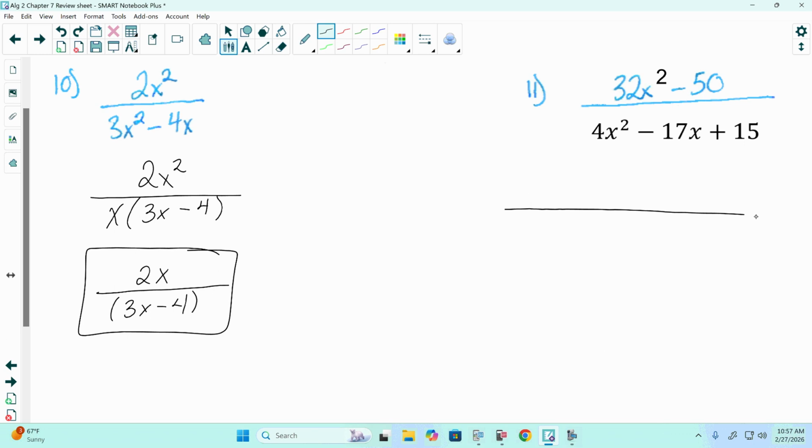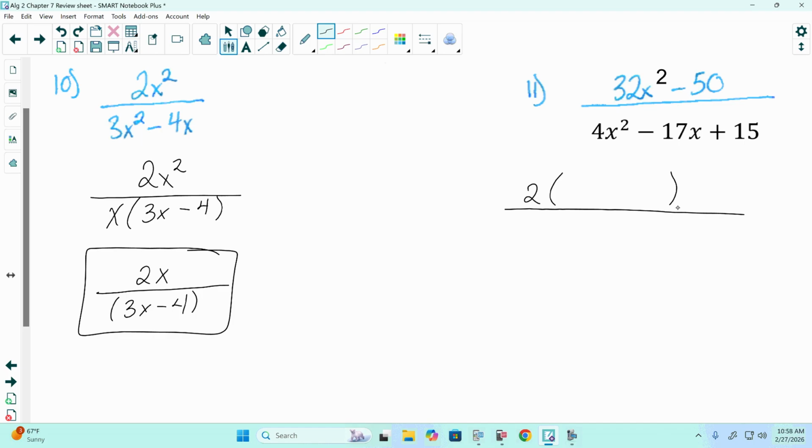Number 11, again, we want to factor this as far as possible. And again, one of the things we should always be looking for is the greatest common factor. If I look at the top two terms, 32x squared minus 50, is there a common factor between 32 and 50? They're both even numbers, so 2 is divisible into both. If you're not sure if 2 is the greatest common factor, that's fine. We know it will go into both 50 and 32, so let's start there and factor it out.